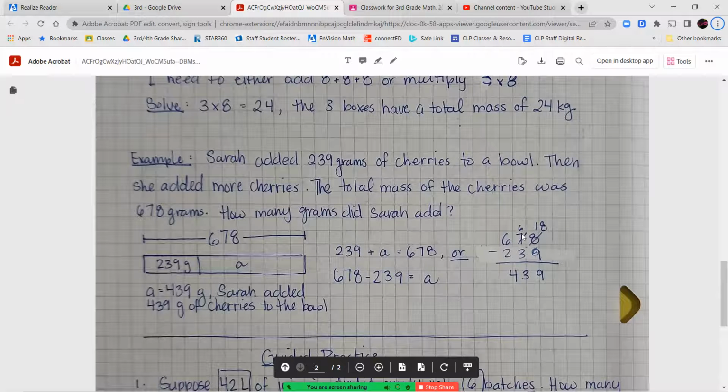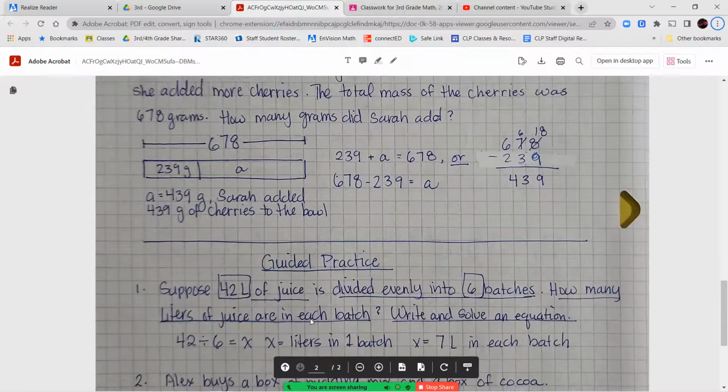So I borrowed a group of 10. So my 8 became 18. 18 take away 9 is 9. Now, since I borrowed a group from here, this 7 became a 6. 6 take away 3 is 3. And then 6 take away 2 is 4. So my answer is 439. Sarah added 439 grams of cherries to the bowl. So I remember to put my unit on, and I wrote a complete answer.